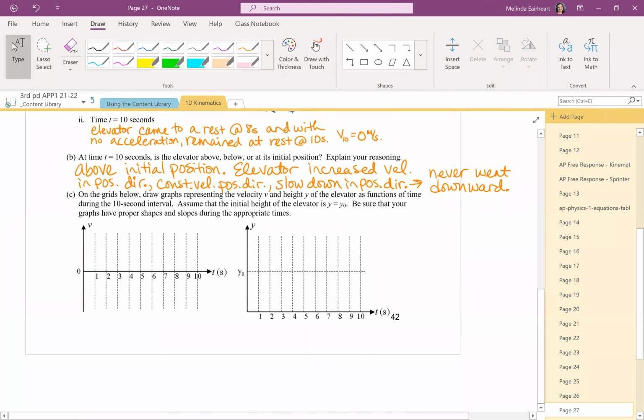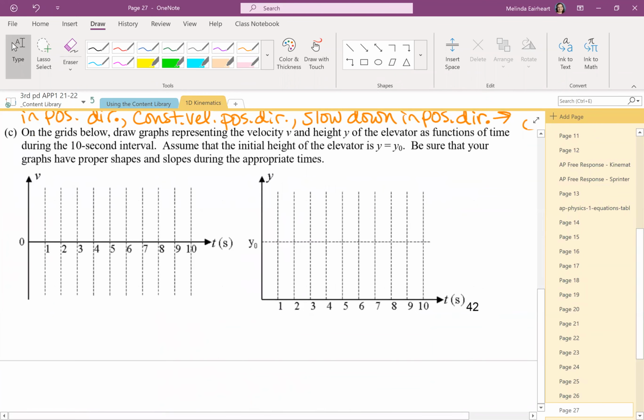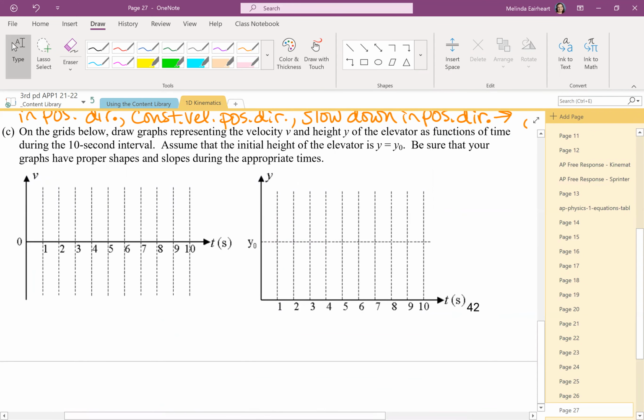All right. Then we have some empty blank grid lines. On the grid below, draw graphs representing the velocity and the height or vertical position. If it makes you feel better to make it an X, go for it. As functions of time only during the 10-second interval. Assume the initial height of the elevator is y0. And notice it's already there on the graph. That's the only thing on the vertical axis even labeled, right? Velocity 0, but on the position, your 0 mark is down here. You think you're going to get full points if you start it at 0 on the position graph? Probably not. So make sure you read and play the game, right?